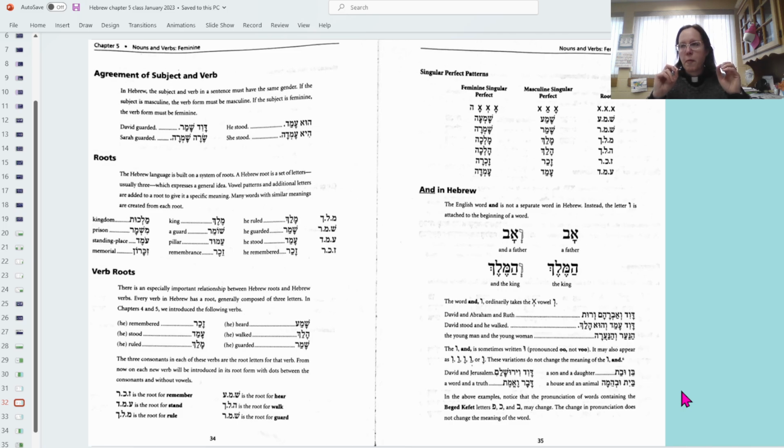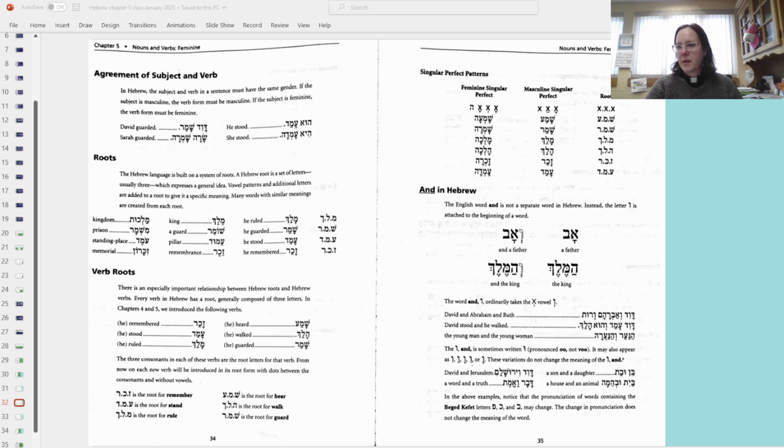talking about roots, the root words and root letters. And we've kind of done a little bit along the way, and I hope to do a little bit more in the March class. I'll try to do it as best as I can online, and hopefully everyone will get what I got. So, the Hebrew language is built on a system of roots. A Hebrew root is a set of letters, usually 3, which expresses a general idea. Vowel patterns and additional letters are added to the root to give specific meaning. Many words with similar meanings are created from each root.